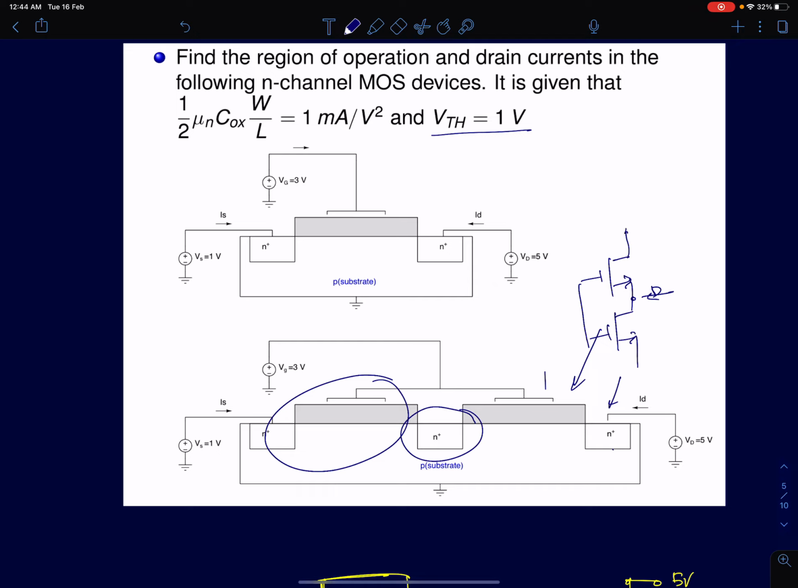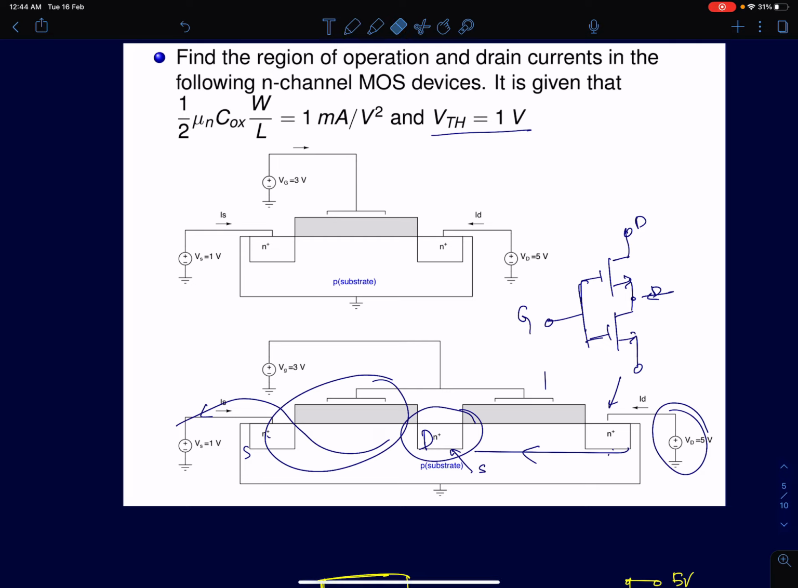As I said, for a MOSFET, you treat the terminal which is at a higher voltage as the drain and the one at a lower voltage as the source. For the first MOSFET, since the drain current is going to flow in this direction, the first terminal is the drain, and this N plus will serve as the source. For the second MOSFET, this will serve as the drain and this terminal will serve as the source terminal. So that's what I've shown here.